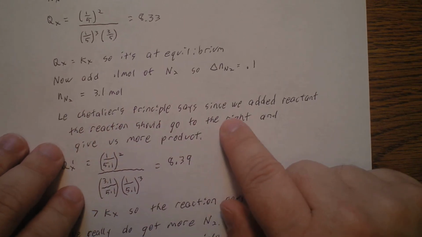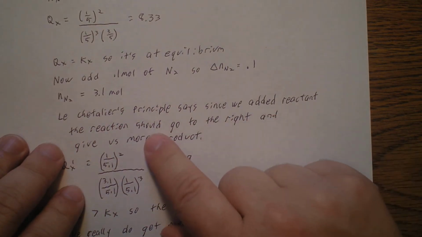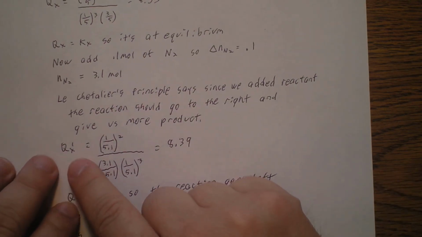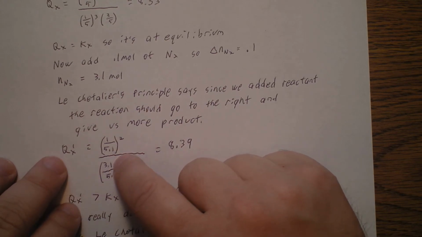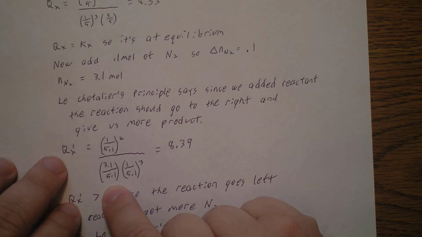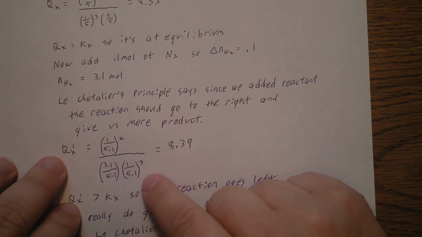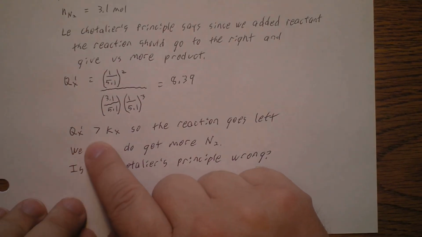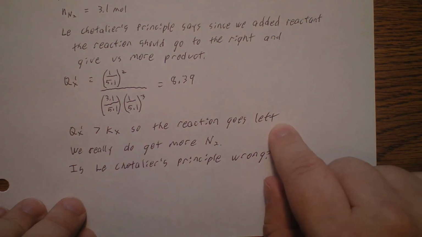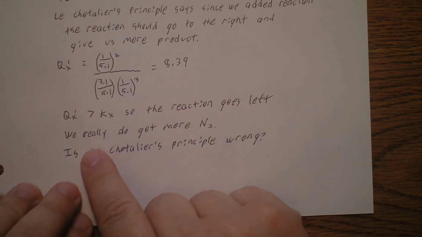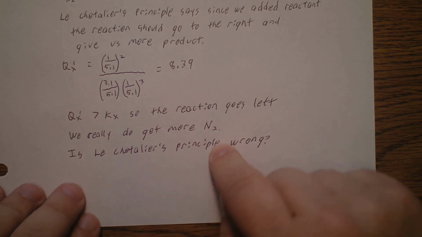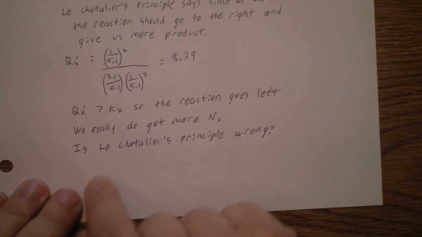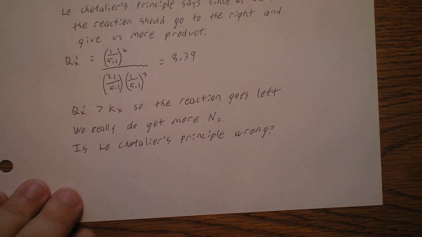Now, Le Chatelier's principle says that since we added reactant, the reaction should go to the right and give us more product. Now here's Qx prime. It's 1/5.1 squared over 3.1/5.1 times 1/5.1 to the third power. So Qx prime is greater than Kx, so the reaction goes left. We actually do get more N2. We added N2, and that caused us to get more N2 back. This is why the book says that this is an exception to Le Chatelier's principle.